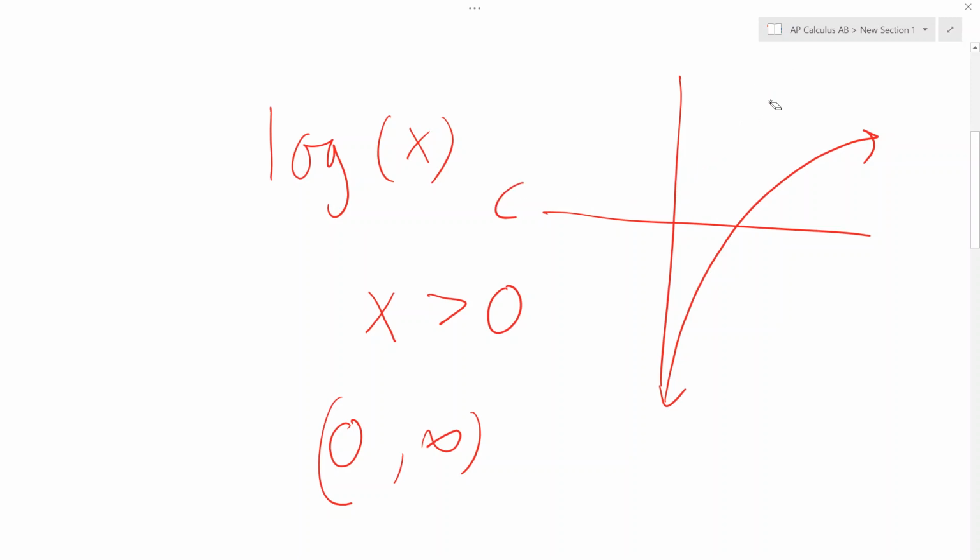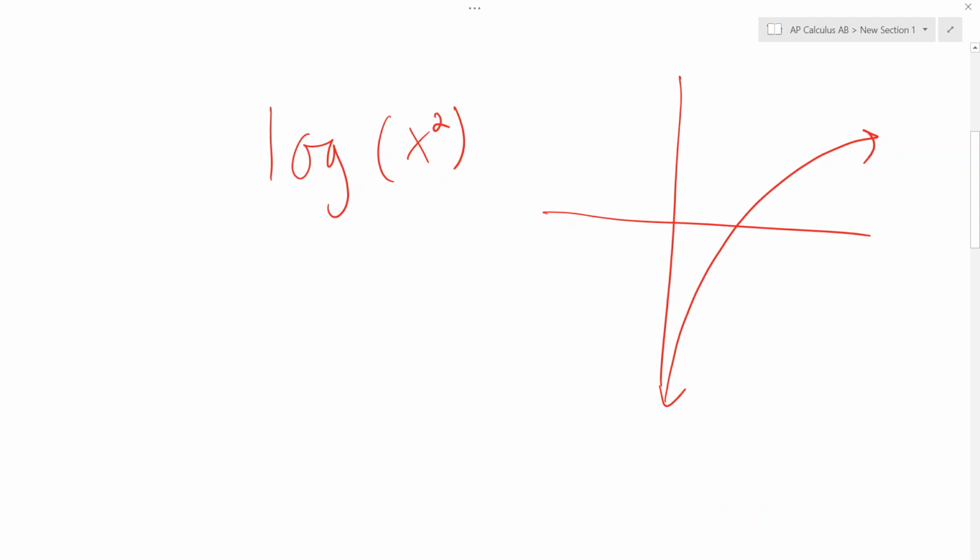Okay, but what if I did something stupid like this? X squared. Well, just 0 is not continuous now, because x squared is always positive. You know what that looks like? It just forces a piece to come back here like that. Okay? Because now all the negative numbers can get plugged in, but they look just like the positive numbers.